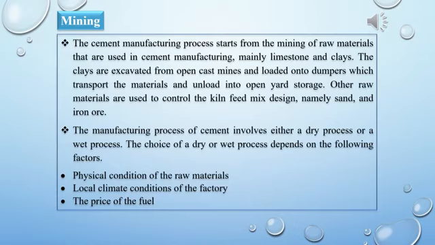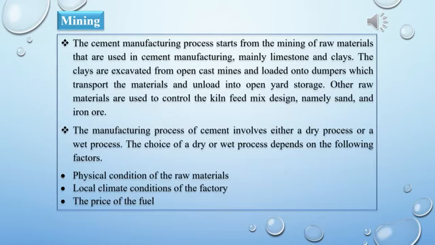Next point is the manufacturing process of cement involves either a dry process or a wet process. The choice of a dry or wet process depends upon the following factors: physical conditions of raw materials, local climate conditions of the factory, the price of the fuel.